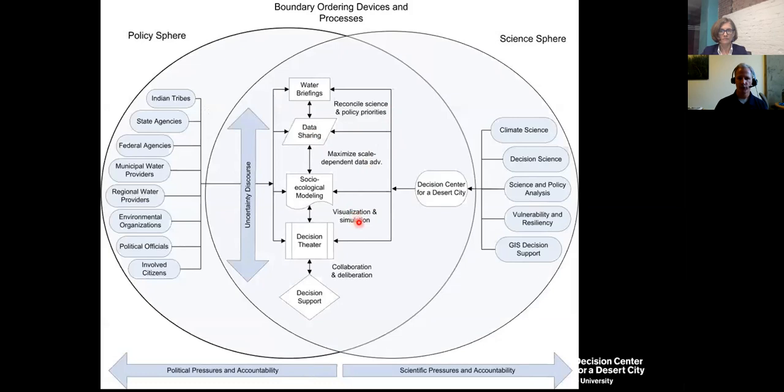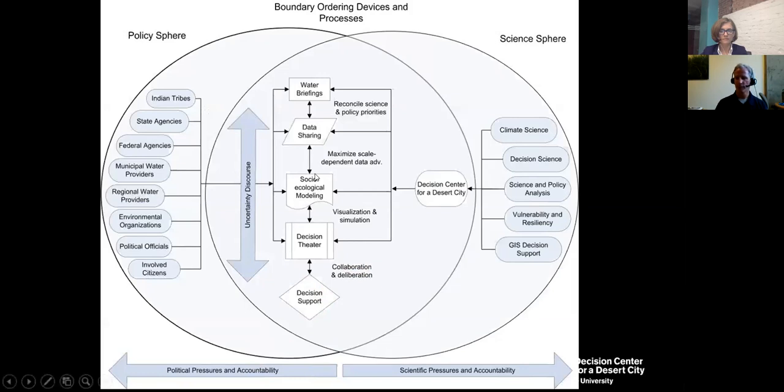We then try to maximize scale-dependent data advantages by data sharing agreements. We create visualization and simulation efforts using socio-ecological modeling, and then we work on collaboration and deliberation to provide these visualization and simulation in a way that supports specific decisions. And it's an important point to know that when you're trying to create these boundary tools, you need to have an understanding of what the decision processes are and the mechanisms for the actual targeted communities where you would like your work to affect.